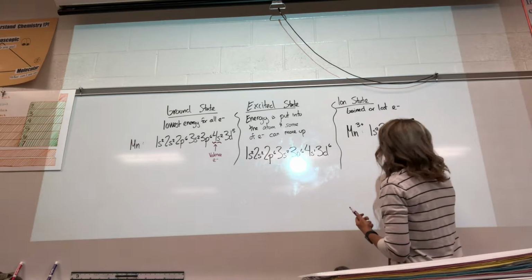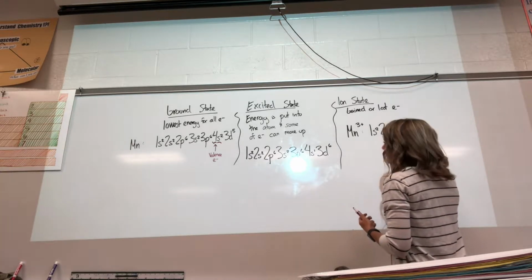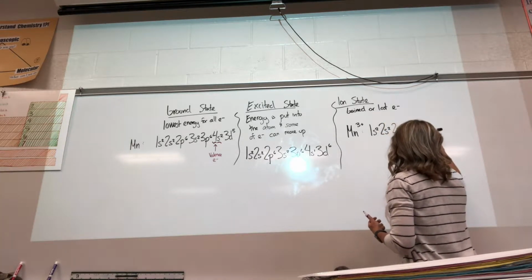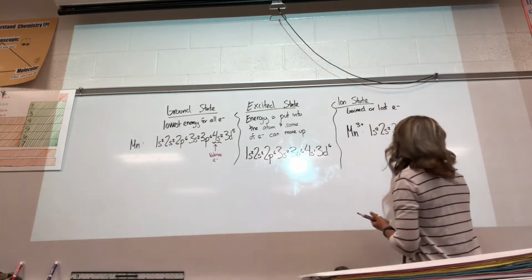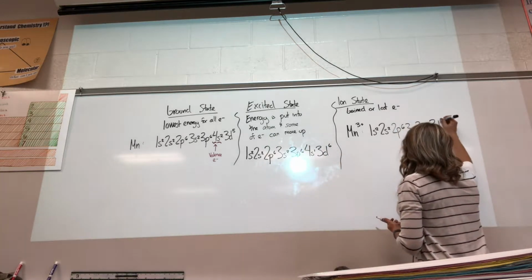So the answer would be 2p6, 3s2, 3p6. The 4s is empty, so we don't write it, and we'd have 3d4.